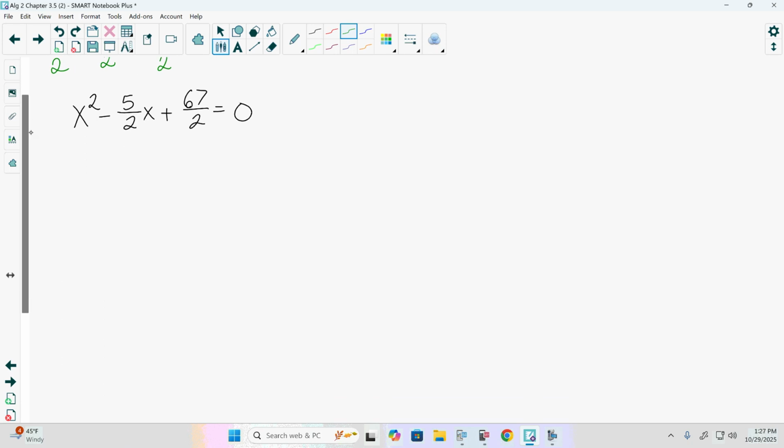Well, 5 and 67 do not divide by 2 nicely. So we're going to leave it as fractions because, again, at a certain point to find c, we're going to have to square it. Squaring decimals is not great. And at the end, we're going to have to take the square root. Easier to square root fractions than it is to square root decimals.